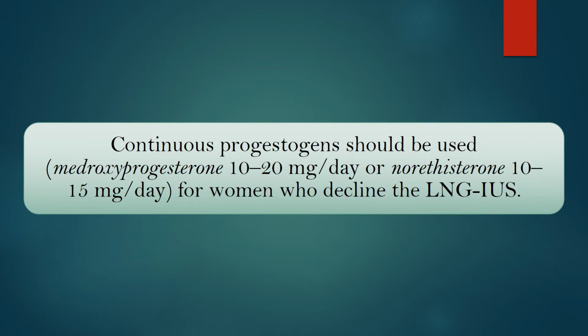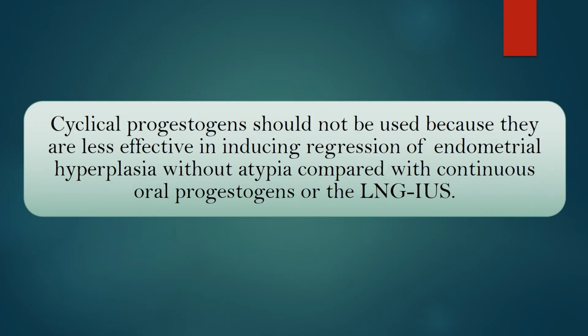Continuous progestogens should be used, such as medroxyprogesterone of 10 to 20 milligrams per day or norethindrone of 10 to 15 milligrams per day, for women who decline the LNG-IUS. Cyclical progestogens should not be used because they are less effective in inducing regression of endometrial hyperplasia without atypia compared with continuous oral progestogens or the LNG-IUS.